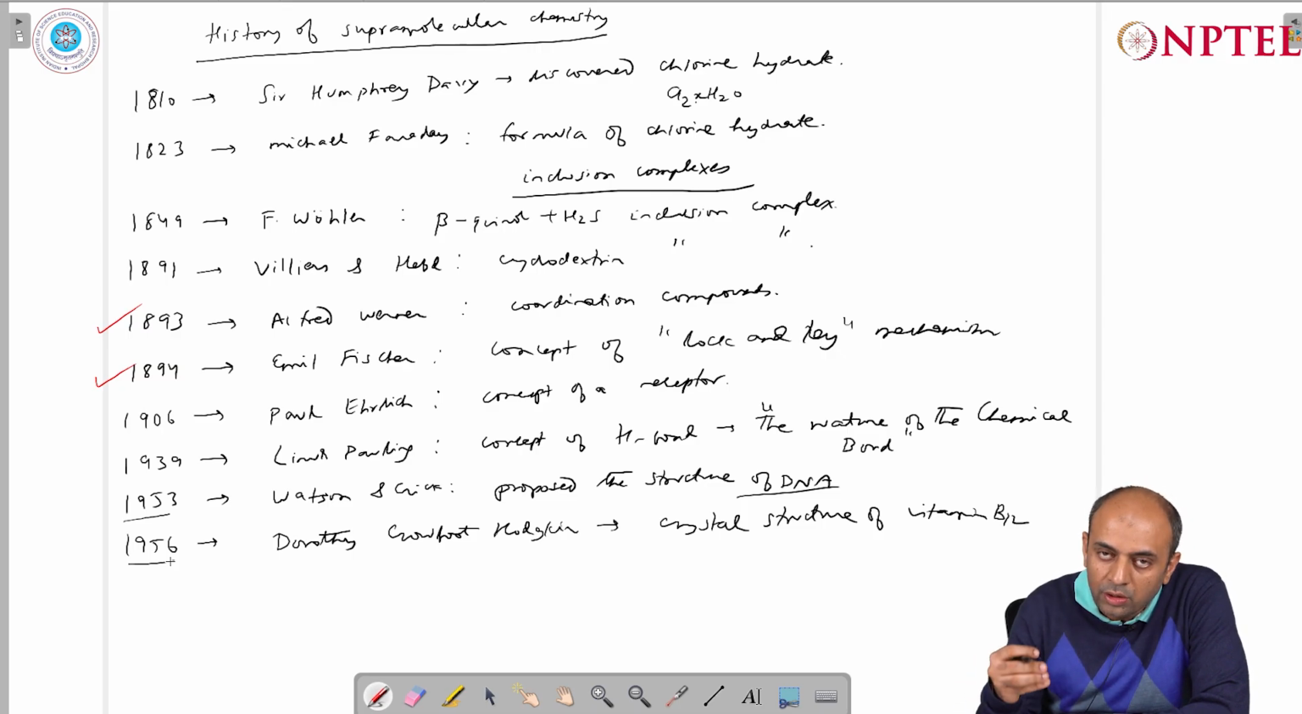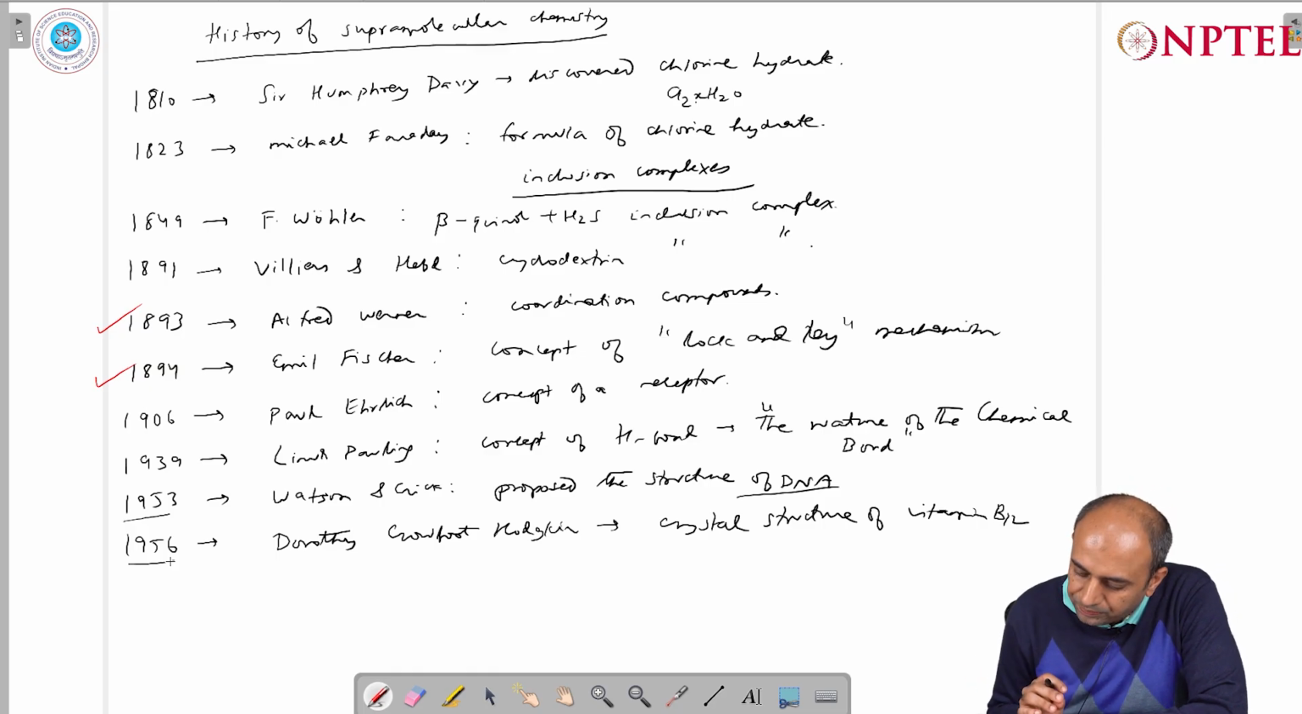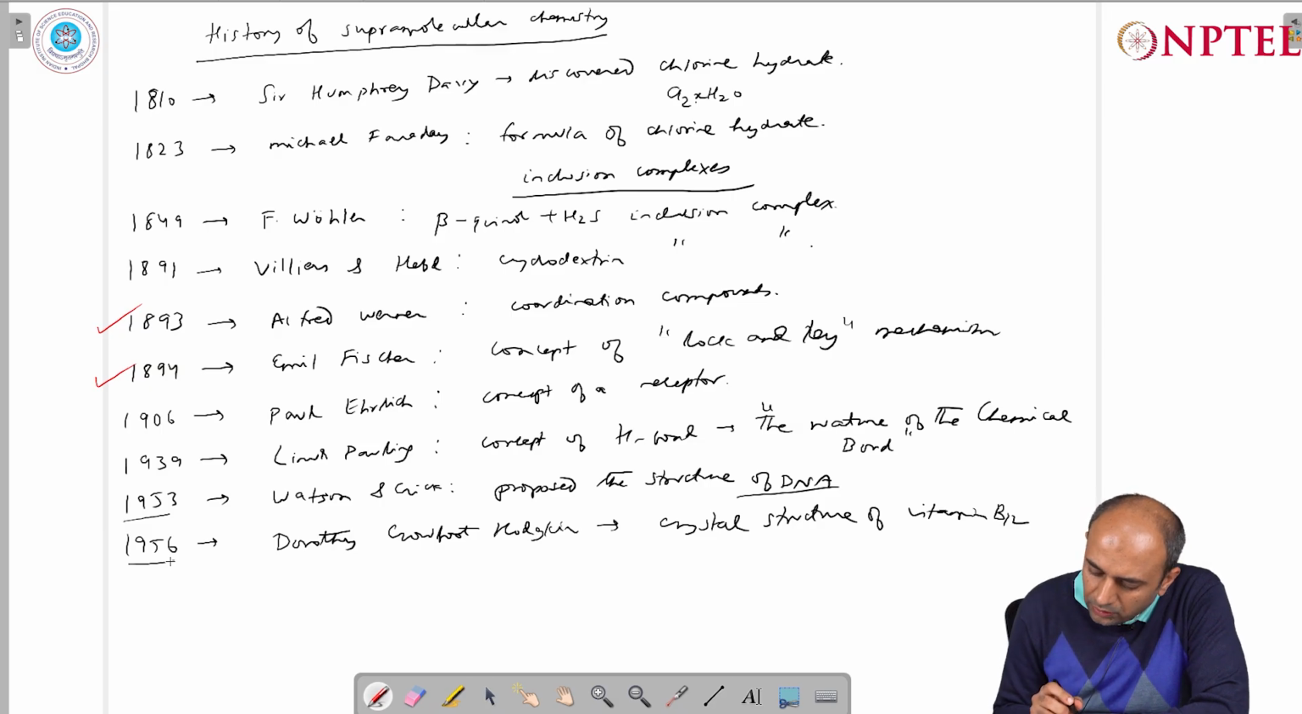Today, it takes only a few hours to determine the structure of a small molecule, assuming you have got high quality crystals. So, with a lot of struggles and a lot of challenges, both Watson and Crick and Dorothy Crowfoot Hodgkin were very instrumental in developing the field of supramolecular chemistry by determining the structures of DNA and vitamin B12.